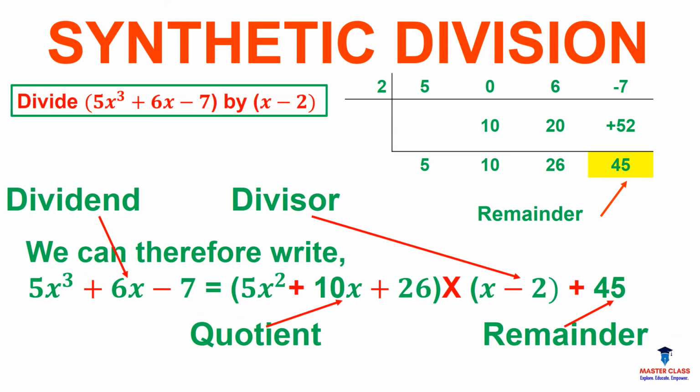Therefore, we can write 5x cubed plus 6x minus 7 is equal to 5x squared plus 10x plus 26 into x minus 2 plus 45. In other words, 5x cubed plus 6x minus 7, which is the dividend, is equal to 5x squared plus 10x plus 26, which is the quotient, multiplied by x minus 2, which is the divisor, plus 45, which is the remainder.